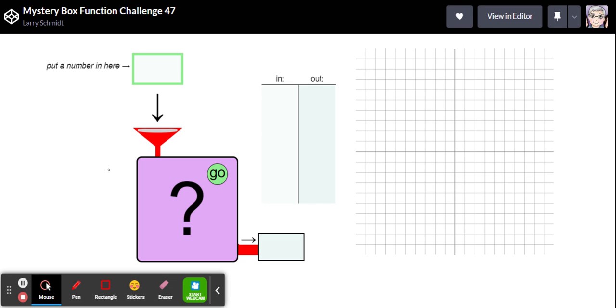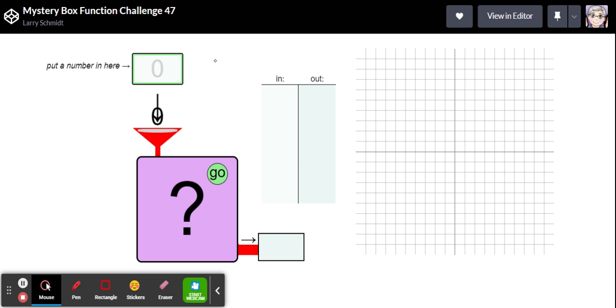You can pause this video, click the link in the description to get to this page where you can put in as many numbers as you like in the top and see how they're transformed as they come out the bottom, and you can use that information to get some clues about what's inside this mystery box. So give it a try and then come on back, play the rest of the video and see if you get what I get. All right, let's get going.